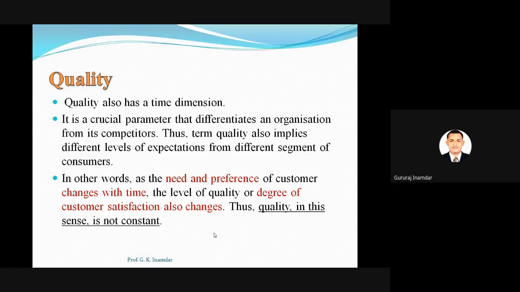Suppose we take one example of automobiles. Suppose we take only two persons for the example. One person is a farmer and one person is an employee of an industry. Definitely the requirement of the customer is different. So what will be the requirement of that farmer? Suppose they want to buy one vehicle, a two wheeler. What will be the expectation of that farmer?